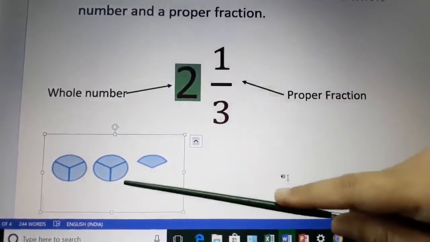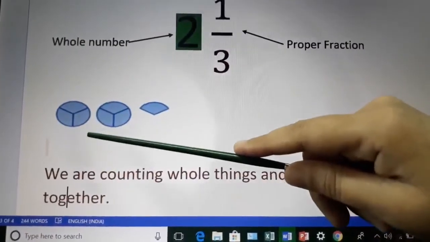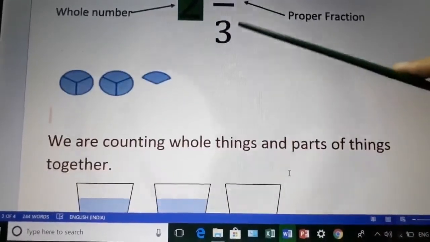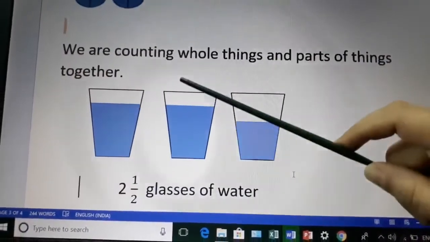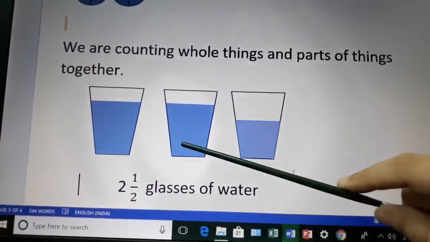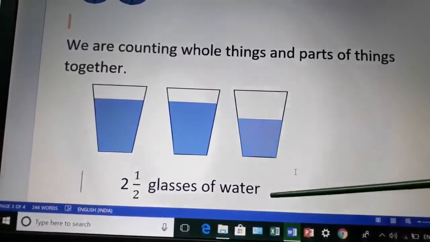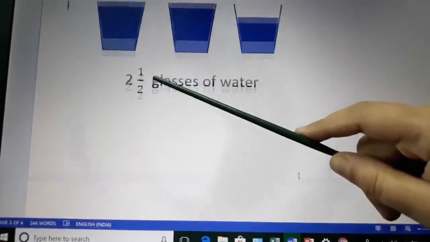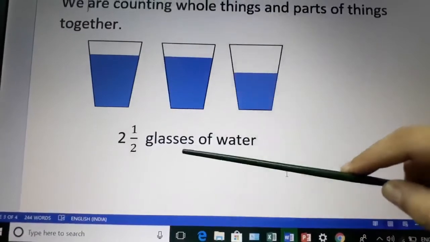Here you can see the picture, 2 wholes, and this whole is divided into 3 equal parts. So 2 wholes and 1/3, so 2 1 upon 3. We are counting whole things and part of things together. For example, here you can see 2 glasses full of water and 1 half glass. So 2.5 glasses full of water. 2 is your whole number and 1 upon 2 is your proper fraction, and together whole number and proper fraction we get a mixed number.